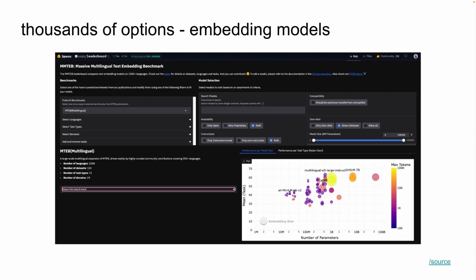This is the MTEB leaderboard. I think this has changed a little, because two or three days back there was no graph representation, but I see this is something they have updated this week.